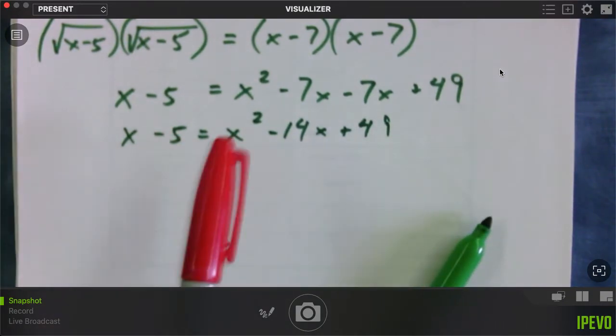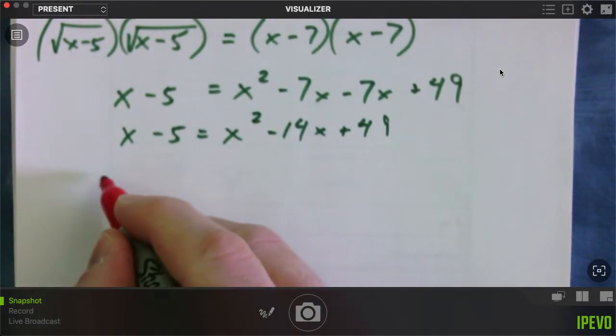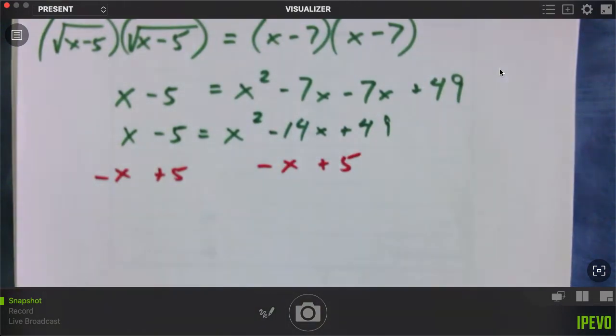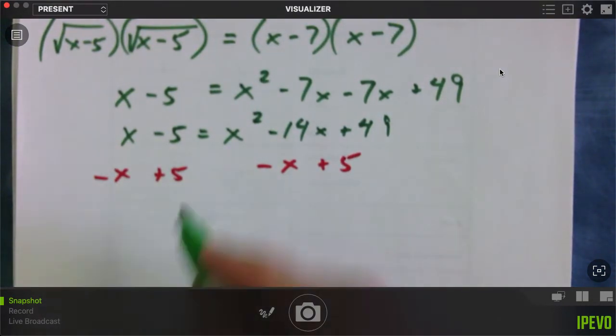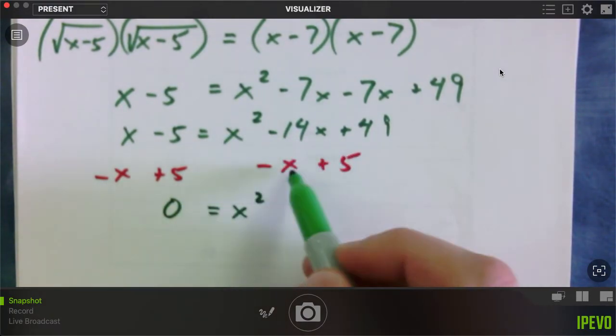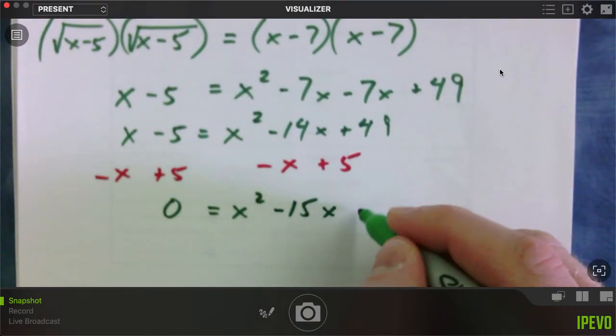Okay, so my leading coefficient is positive, so I'm going to leave the x squared on this side. I'm going to bring everything else over there. So I'm going to subtract x and I'm going to add 5 to both sides. So 0 equals x squared. Negative 14x minus x is negative 15x. 49 plus 5 is 54.